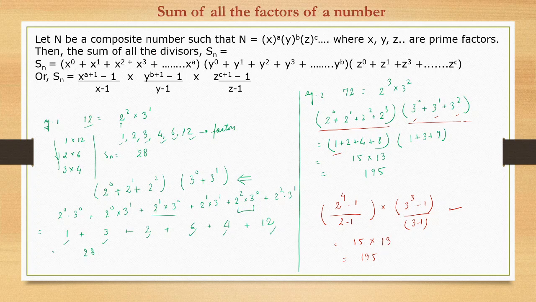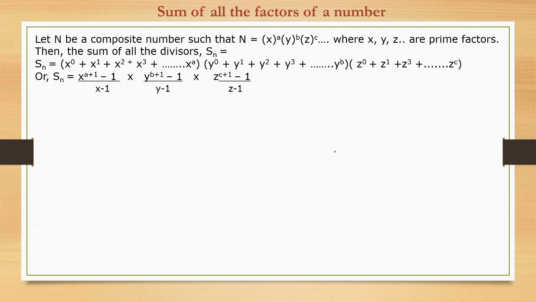The same has been given here in this expression, where x, y and z are different prime numbers. It can be written as x raised to power a plus 1 minus 1 upon x minus 1 into y raised to power b plus 1 minus 1 and so on, where a, b, c are the respective powers of the prime numbers x, y, z. So this is the formula of a GP series. Now we'll take another example.